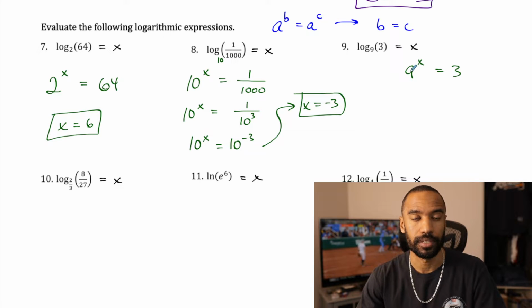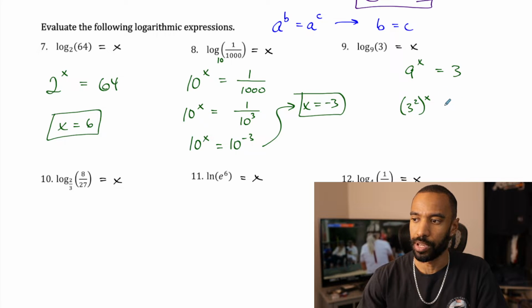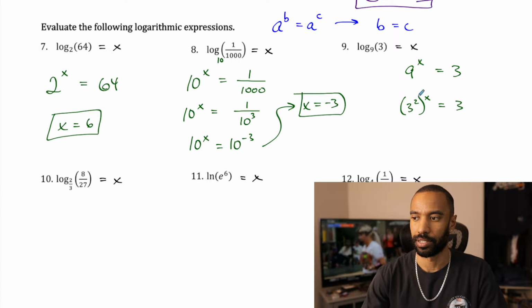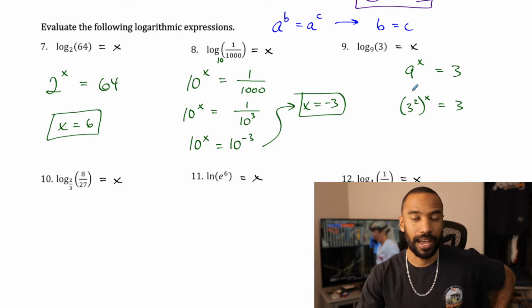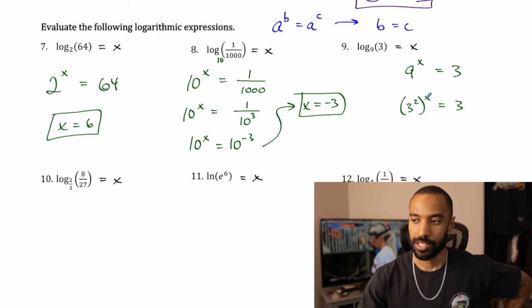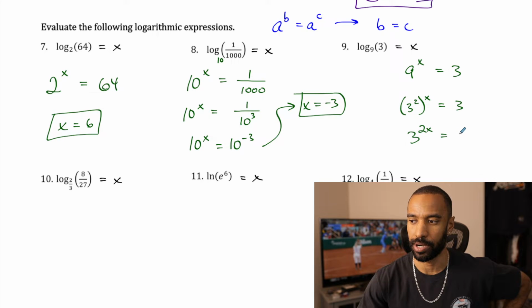Turn the 9 into a 3. Turn this into 3 squared. 3 squared to the x power is 3, right? 9 is 3 squared. Now, why does this help you? Because these exponents end up multiplying. That's a property that we've used before. 3 to the 2x power equals 3. Now, this 3 is 3 to the first power.